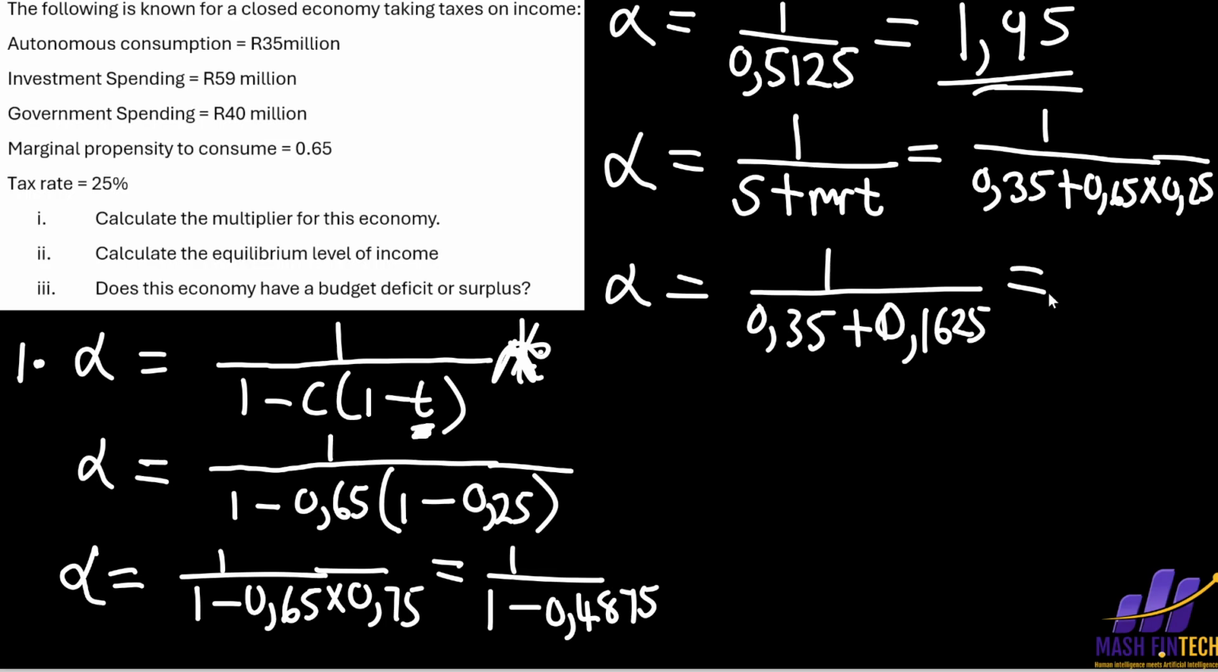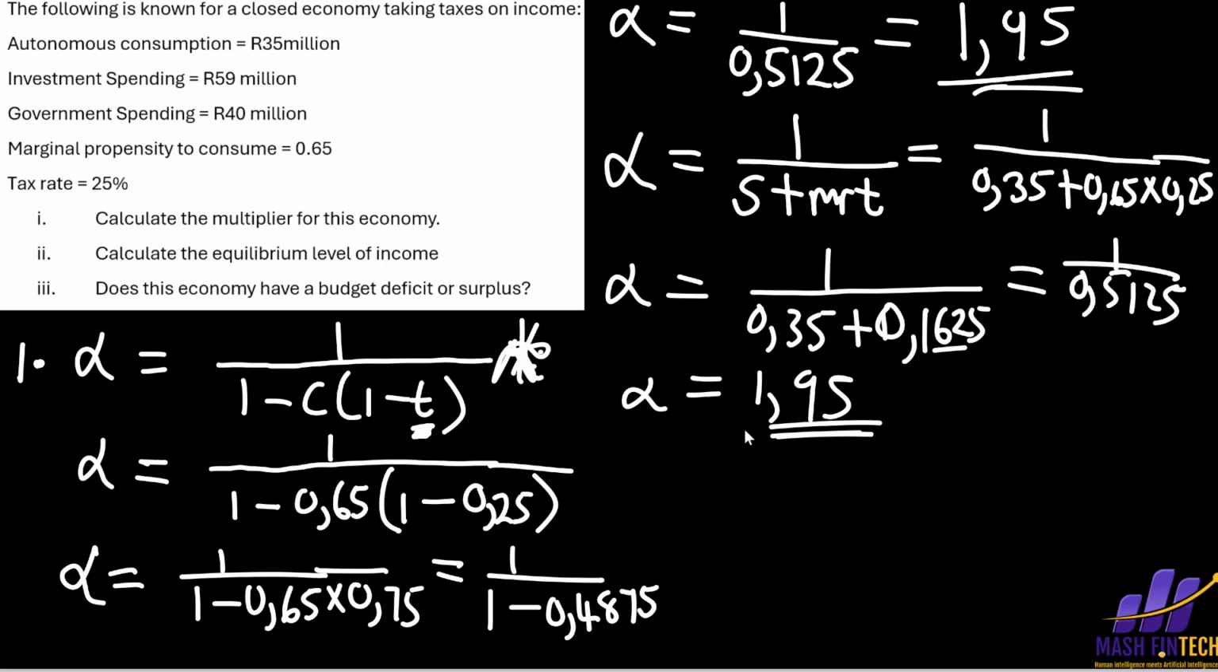If you add the two, you get 1 over 0.5125. So your alpha has to be 1.95 to 2 decimal places. So this is correct. It's the same answer. Use the formula that you are comfortable with. Don't stress. Whatever you are comfortable with, use that one. Whatever works for you. This worked for me, but it's me. This could work for you better. You use that. That's the multiplier.